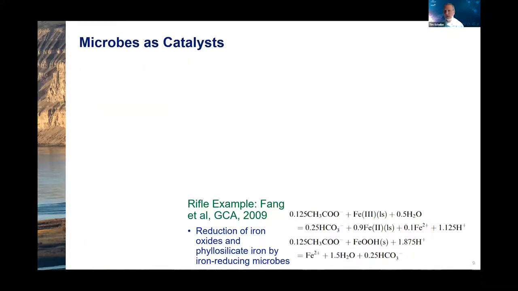Another example from the Rifle site, and actually most of the Rifle models do consider biomass explicitly, but I found one small example here from a paper by Yilin Fang et al, where basically they looked at the reduction of iron in phyllosilicates and clay minerals in the top equation. This is the stoichiometry, and in the bottom equation, iron oxides by iron reducing microbes. And what you see in these equations is that there is no biomass term. So the conversion of iron 3 to iron 2 by microbial iron reduction is represented using this stoichiometry, but the biomass is not explicitly represented here. And they did acknowledge in their paper that this was an important consideration, and that it would be included as new information became available in this system.